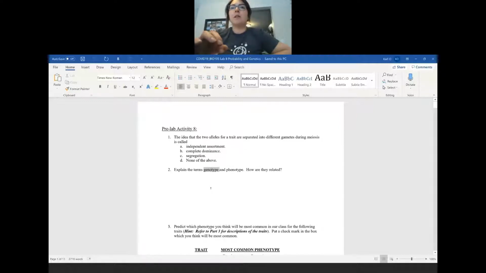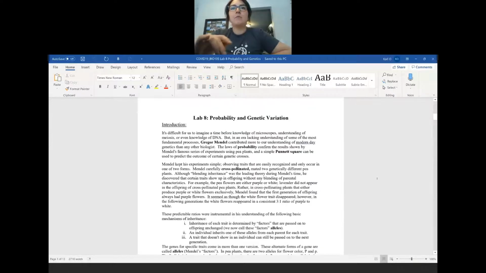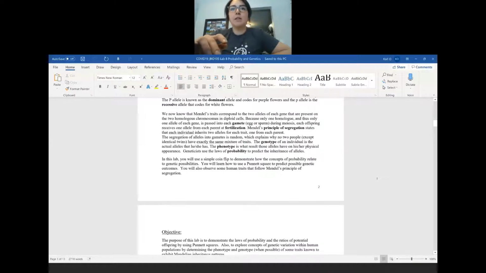The term is genotype. Genotype is the genetic makeup of an individual, so your combination of alleles, homozygous dominant or recessive, heterozygous, that's the genotype. And then the phenotype is the physical characteristic. They are related because the genotype is what determines the phenotype. So that's what those terms mean there. Question number 3, whatever you predicted here is totally fine. I wasn't looking for anything specific as long as you made a prediction for each of these traits on the pre-lab. All right, moving into the actual lab activity.